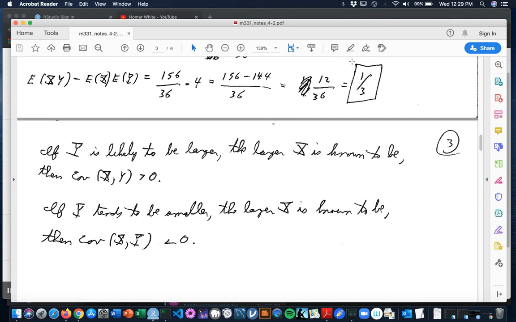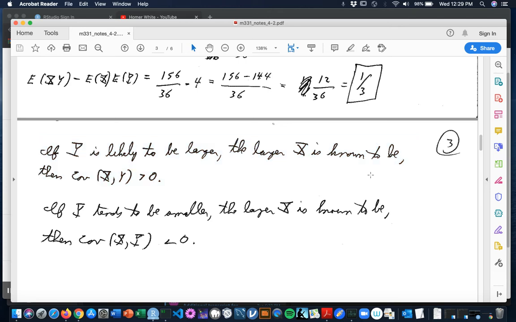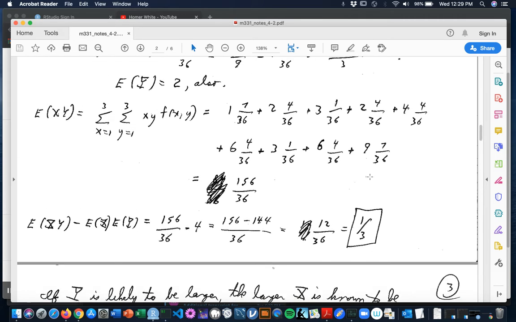And so I'm getting a positive number here. So I'm kind of thinking that what might be happening is that if you find out that x is an above average number, then your guess at what y would be would probably shift up. And let's see if that makes sense here.